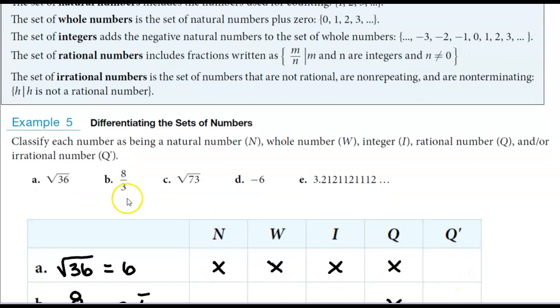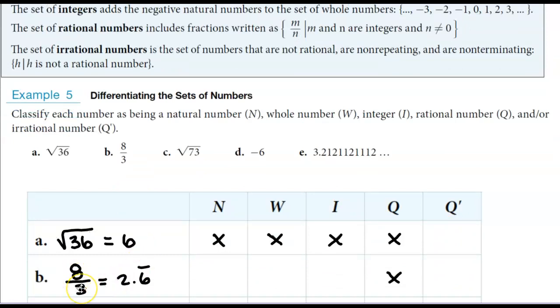Let's take a look at 8/3. Now 8/3 is a fraction that can be written as a decimal. Now this decimal is a repeating decimal. So it's a fraction that's written as a repeating decimal, so then we know that it's a rational number. But it's not a natural number because it's not a counting number. It's not a whole number because it's not in the set of whole numbers. It's not an integer because it's not in the set of integers. And it's not an irrational number. So the only one that we can mark that as is a rational number.